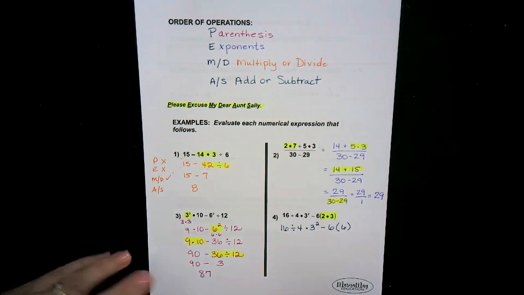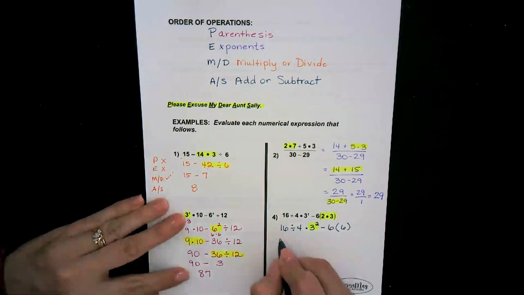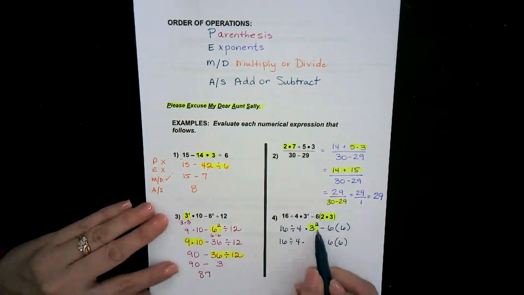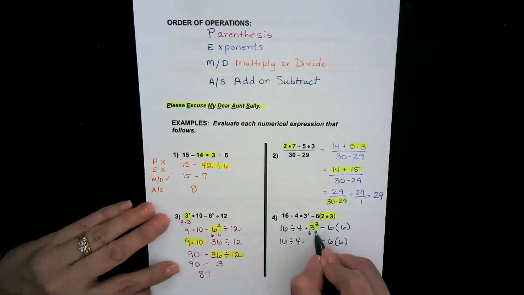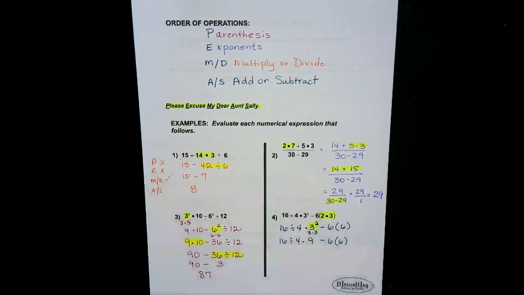So we're going to go to exponent. So I'm going to take care of my 3 to the second. I'm going to rewrite the rest of the problem. And remember, 3 to the second means to write the 3 2 times and multiply. So 3 times 3 is 9. We finished our parentheses step. We finished our exponent step.